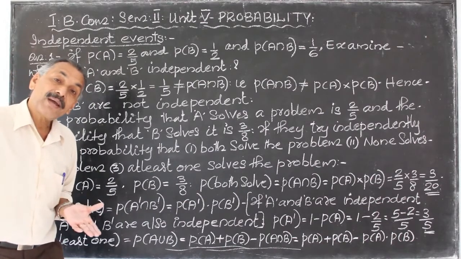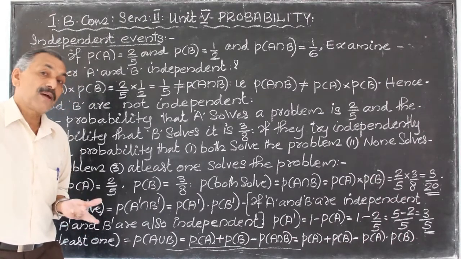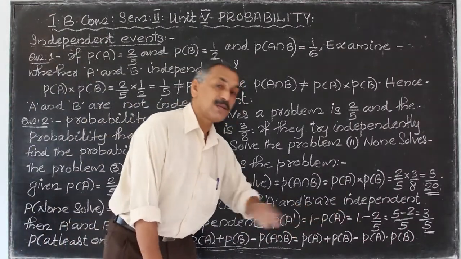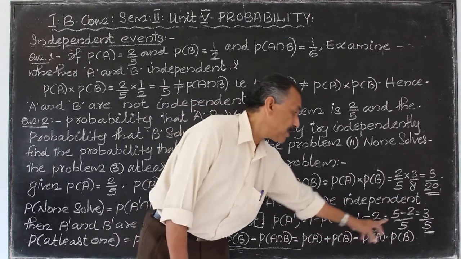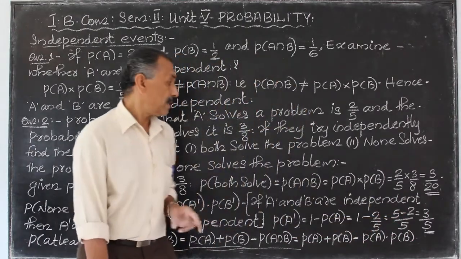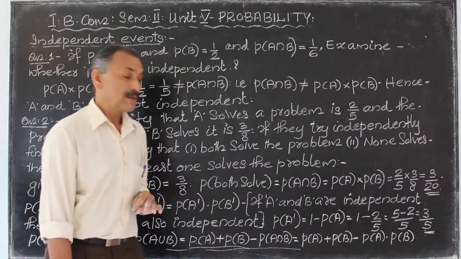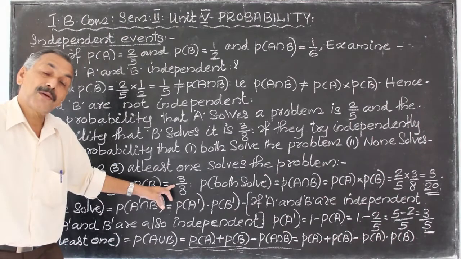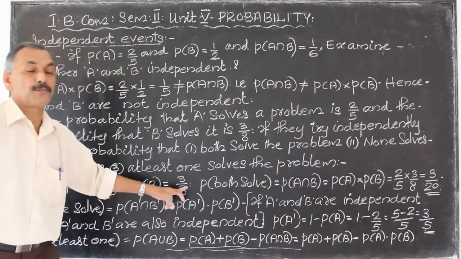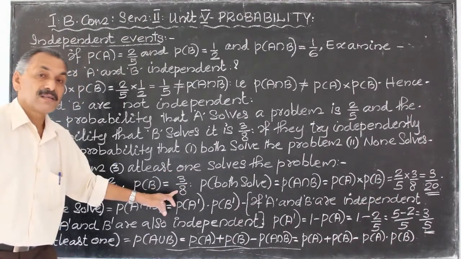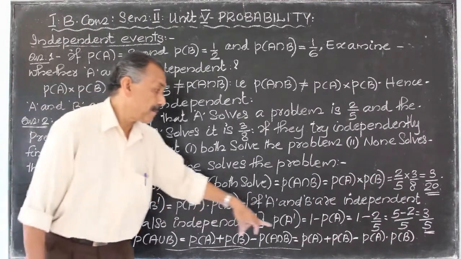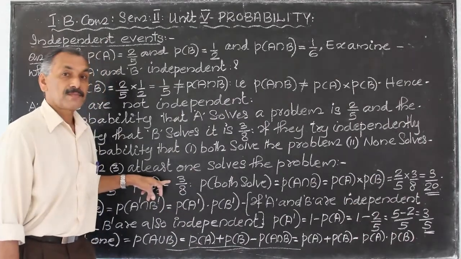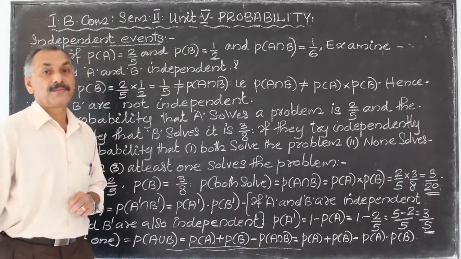What is probability of A dash? It is 1 minus probability of A. P of A dash is equal to 1 minus probability of A, which is 1 minus 2 by 5, equal to 3 by 5. And again P of B dash, B solves the problem, is 3 by 8. Therefore P of B dash is equal to 1 minus probability of B, 1 minus 3 by 8. Cross multiply: 8 minus 3 is 5, so it is equal to 5 by 8.